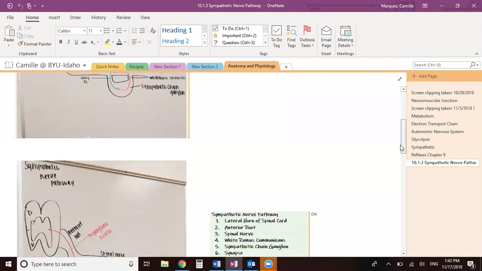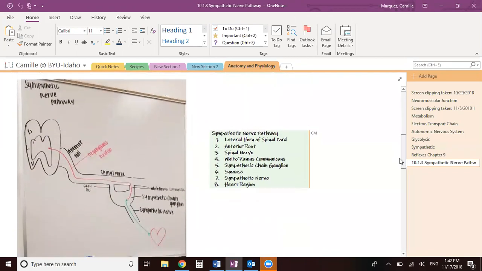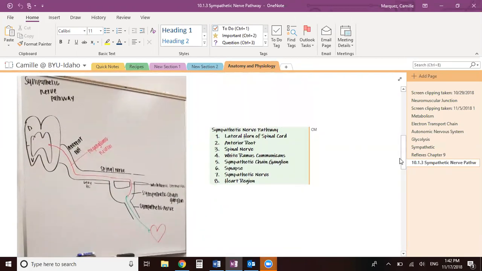The next pathway we have is called the sympathetic nerve pathway. Again, all these pathways that we go over are sympathetic. But the sympathetic nerve pathway starts out the same way. We're still going to go from the lateral horn down the anterior root to the spinal nerve, where we will then go down the white ramus communicans and synapse in the sympathetic chain ganglion.